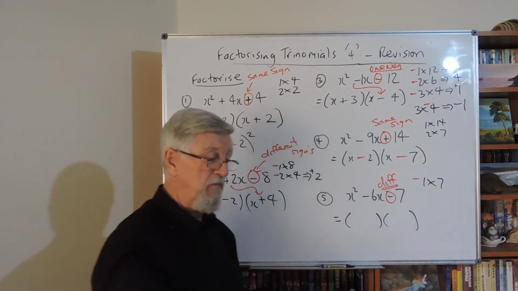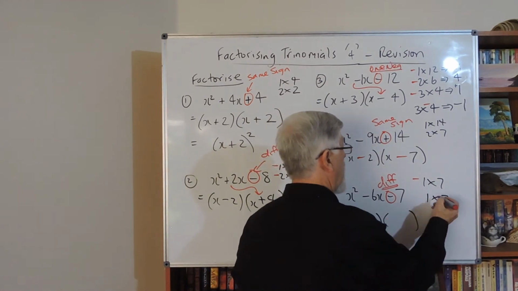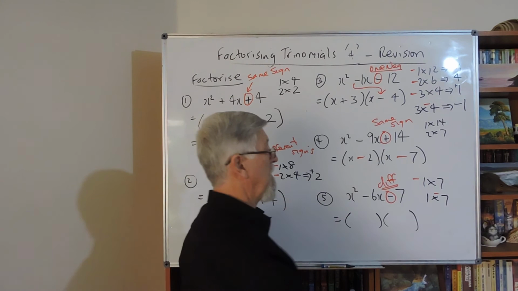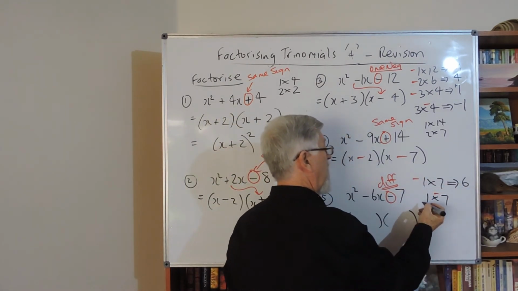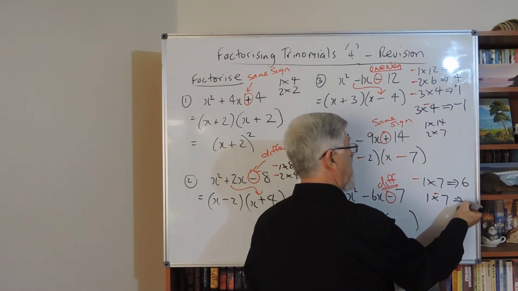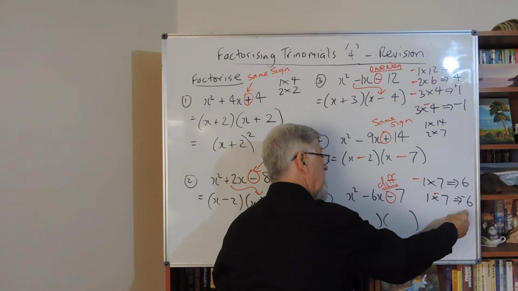So I actually could write them down if I wanted to, as -1 and 7, or 1 and -7. And then I could look at that and go, well, minus 1 plus a 7 would give us a 6. Or I could go 1 minus 7 gives us a minus 6. And you go, which is the correct one? Obviously it's that one there.